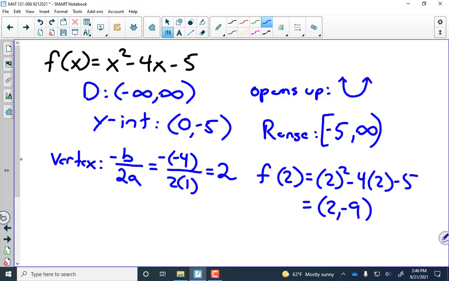Did I make a mistake? Isn't the range different? Because it's not from the y-intercept? Isn't it from the vertex? Yeah. Well, good for you.